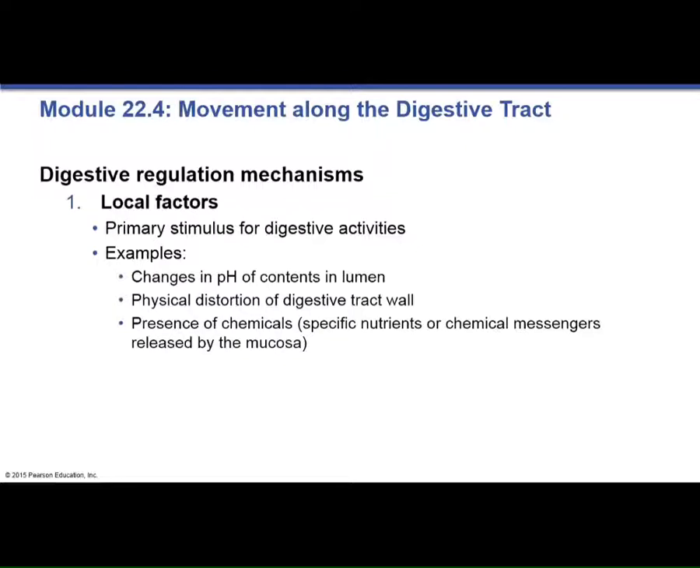There's also going to be distortion, stretching, distension of the vessels, and also some chemicals, some nutrients or chemical messengers released by the mucosal layers themselves, that can, on a local level, induce changes in the digestive system. That is to say, if it's local, it's not hormonal and it's not nervous system. So local means that there's something happening at the local environment. It's not coming in from the systemic system. It's not coming in from the nervous system or from the endocrine system.